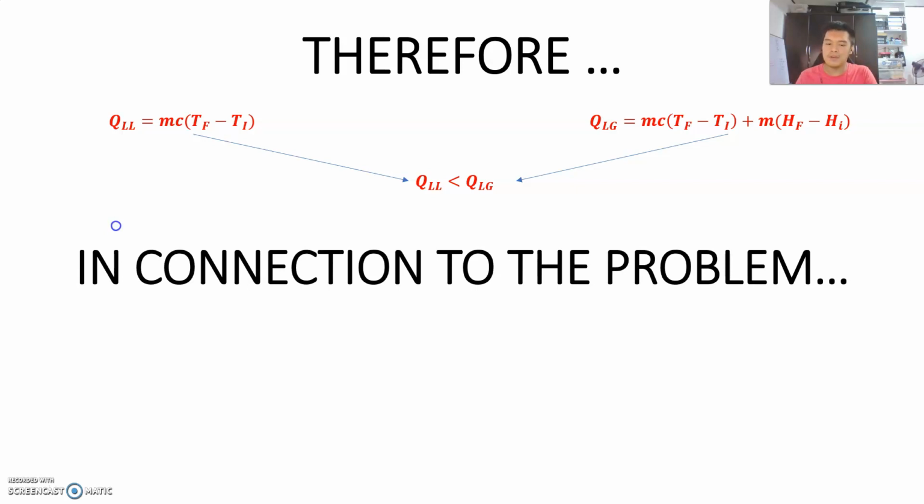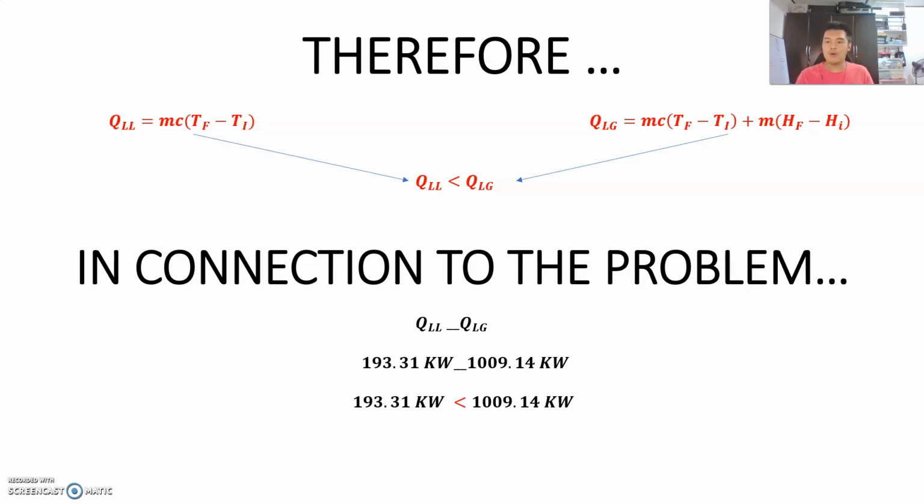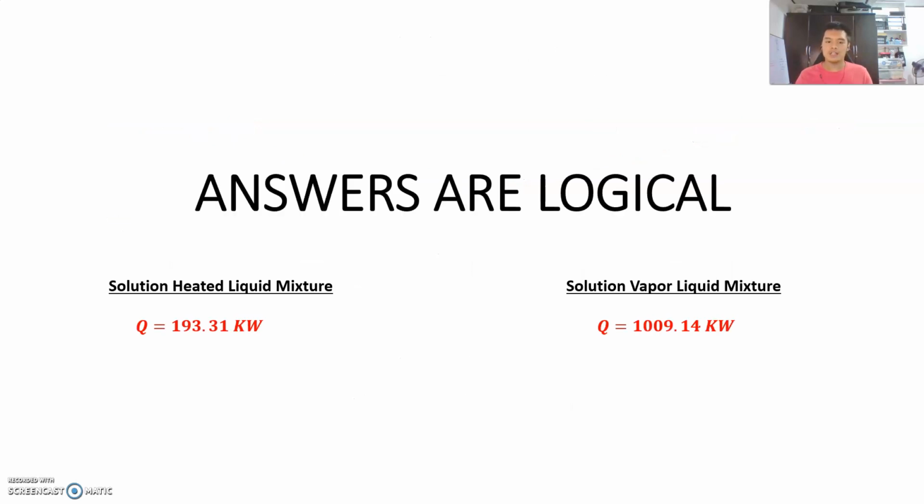In connection to the problem, our heat calculated for liquid to liquid heating is 193.31 kilowatts, and our heat calculated for liquid to gas transformation is 1009.14 kilowatts. 193.31 is far less than 1009.14 kilowatts. Compared to what we discussed earlier, this means that our answers are logical. The solution for the heated liquid mixture is within theory: it must be less than the amount of heat needed to transform liquid to gas.